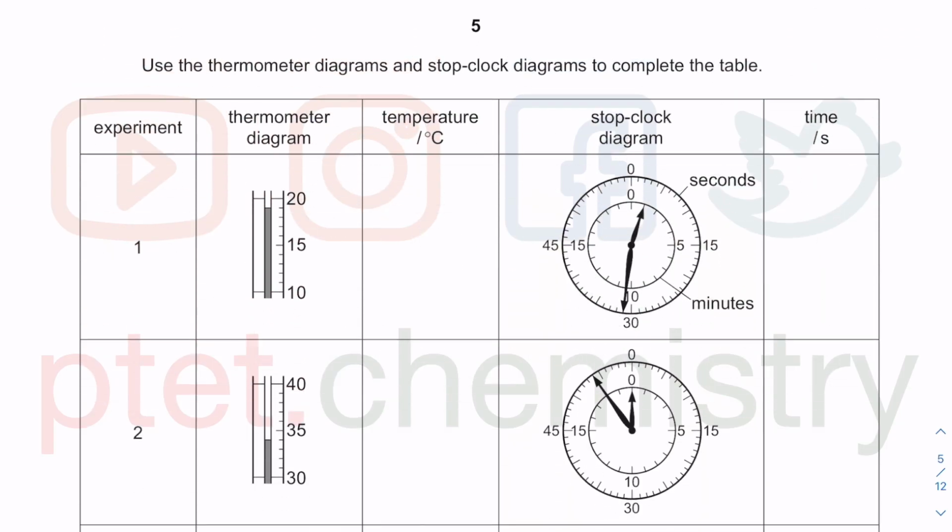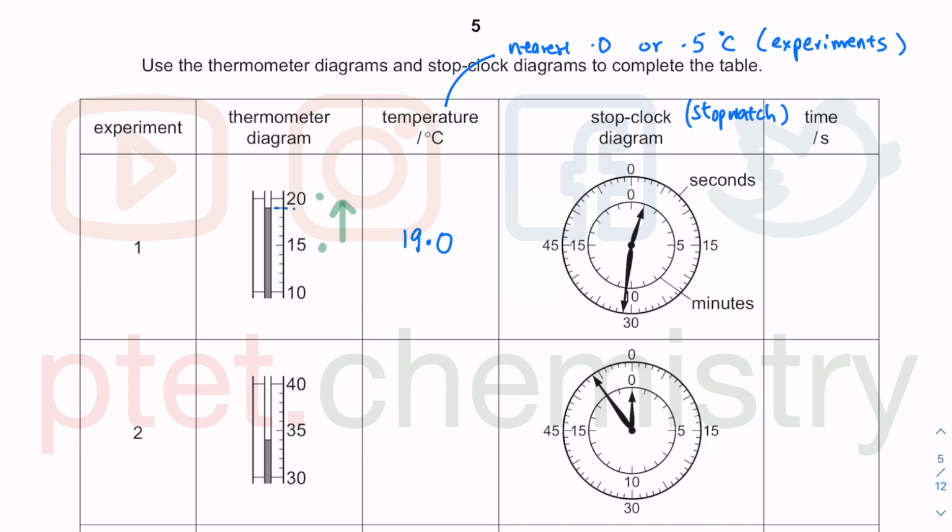So we're going to read these diagrams and interpret the data. Make sure that when you read temperature, it's to the nearest 0.0 or 0.5 degrees Celsius. Think about the experiments you have done in the laboratory with collection of temperature. So here, this is our thermometer diagram. This is 20, this is 15. So be aware that we are reading upward here. So there's 15, 16, 17, 18, 19. So that is 19, but 19 is not really correct. It's 19.0. Now in terms of this stop clock or stopwatch diagram, this looks like one of those analog, really old school kind of stopwatch.